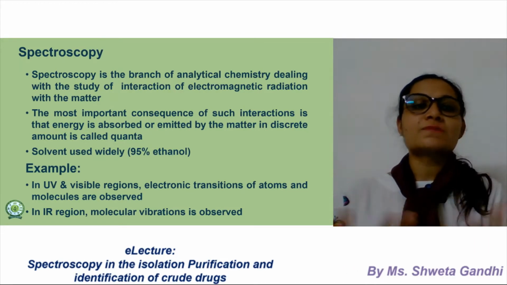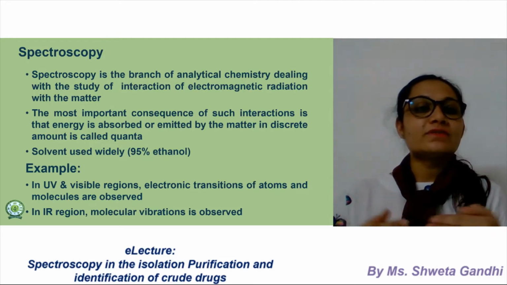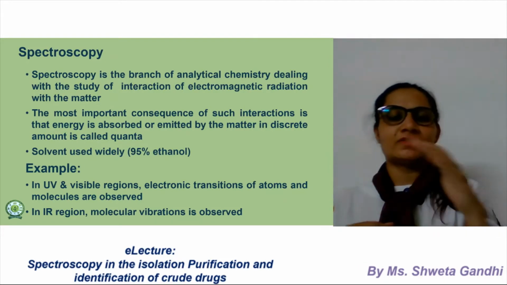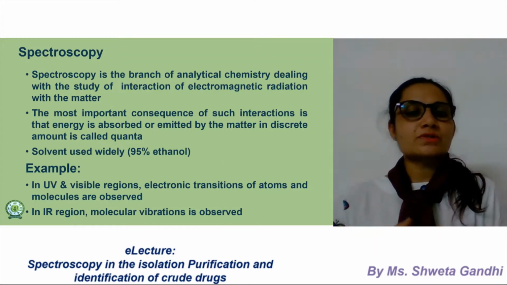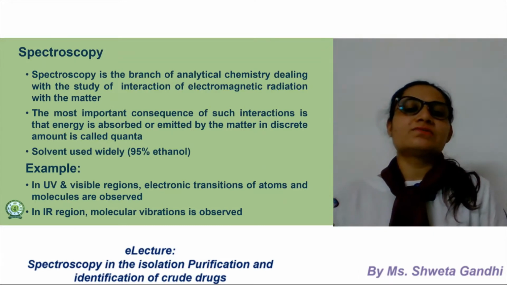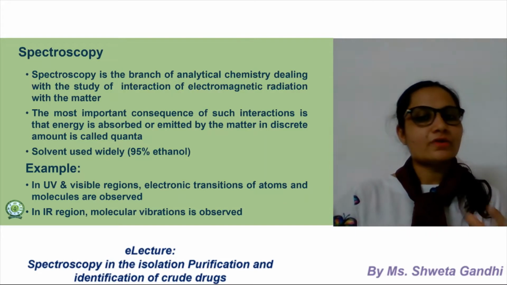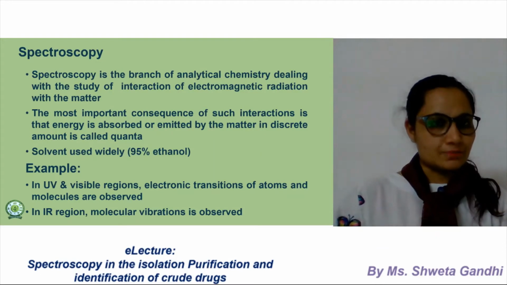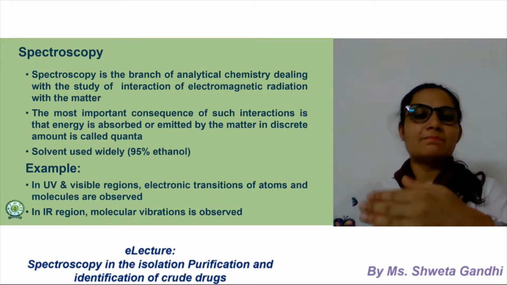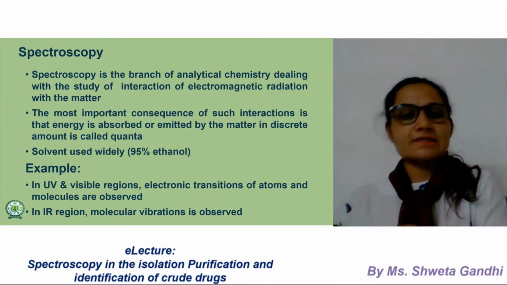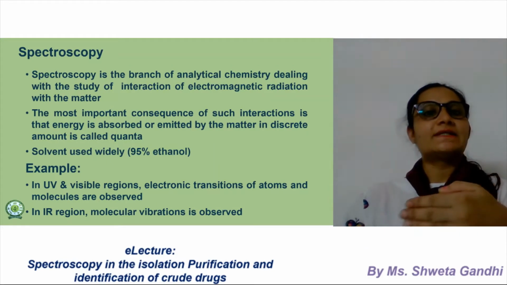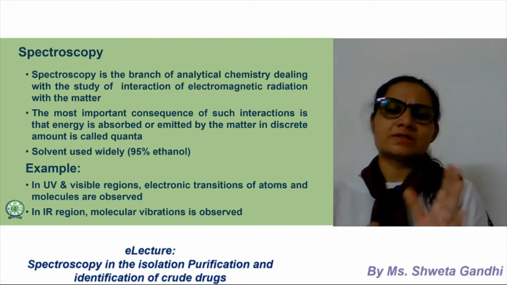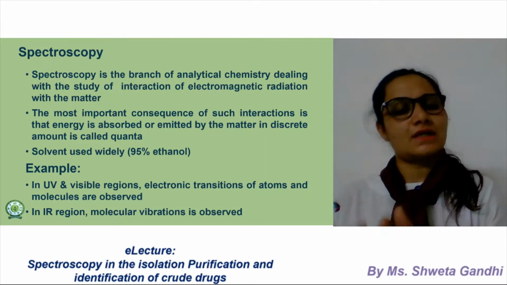And what is spectroscopy doing? It is dealing with the study of interaction of electromagnetic radiation with the matter. The most important of such interaction is that energy is absorbed or emitted. The principle behind spectroscopy is that energy is absorbed or emitted by the matter in discrete amounts, in different amounts, that is called as quanta. The solvent used basically in spectroscopy is 95% alcohol.